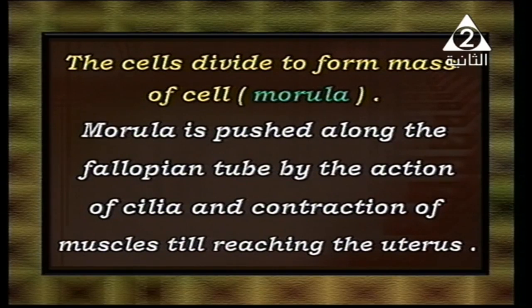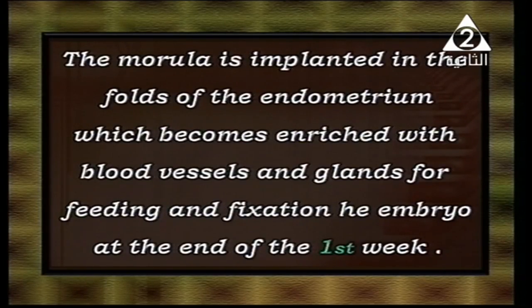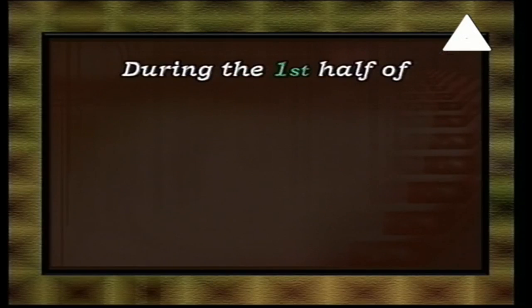What happens when they reach the uterus? The morula is implanted, fixed in the folds of the endometrium, or the internal lining wall of the uterus, which becomes enriched with blood vessels and also glands for feeding and fixation of the embryo at the end of the first week of fertilization.